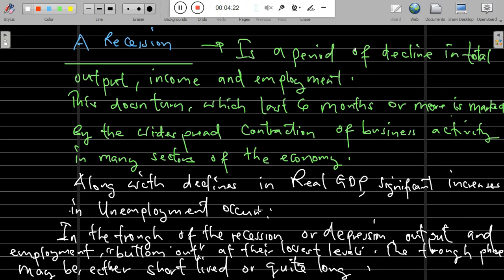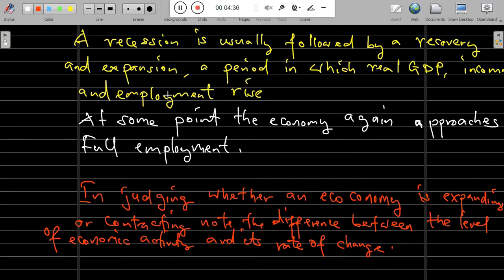So what about a recession? A recession is usually followed by recovery and expansion, a period in which real income and employment start to rise. At some point, the economy again approaches full employment. In judging whether an economy is expanding or contracting, note the difference between the level of economic activity and the rate of change. So in judging whether the economy is expanding or contracting, we note the two effects, expansion and contraction.